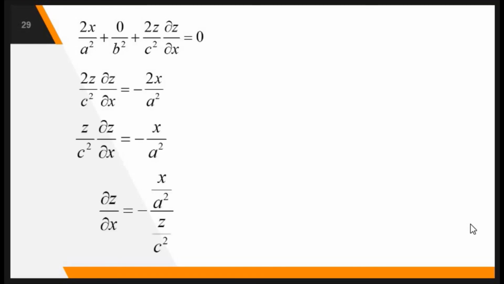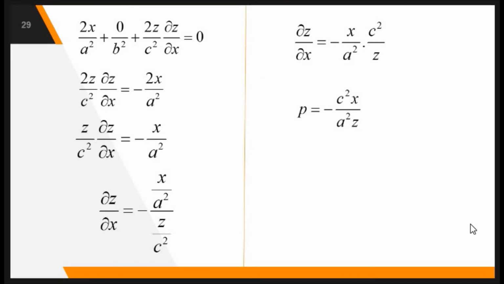So what is ∂z/∂x? Minus x by a square divided by z by c square. Simplify that further. You know ∂z/∂x is p. So you got p. Now bring that z to the left hand side. So minus pz equal to c square x by a square. Call that as equation number 3.